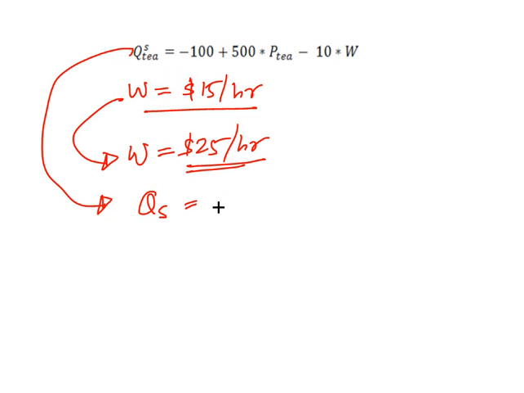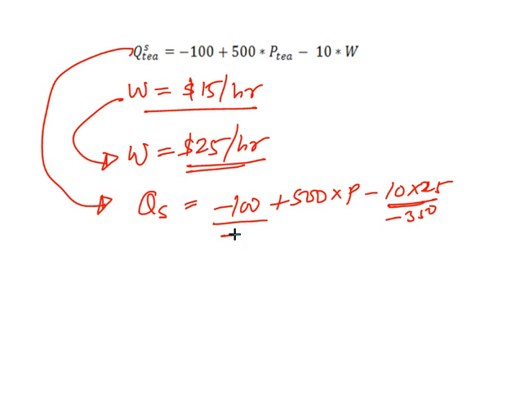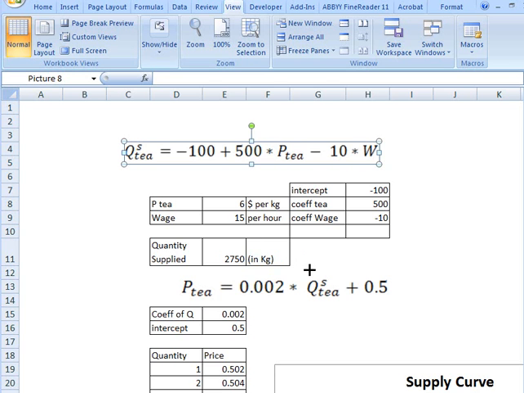Quantity supplied will become 100 plus 500 into price minus 10 into 25. This is 350 and this is 100. So the combination of both will become minus 450 plus 500 into price. Okay, so what happens is your quantity supplied has changed.